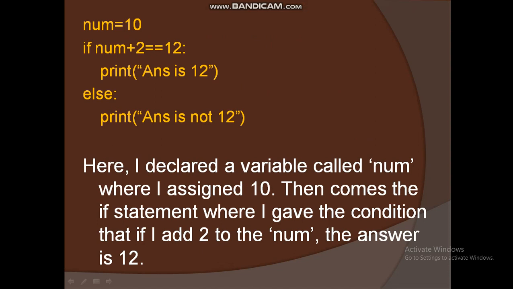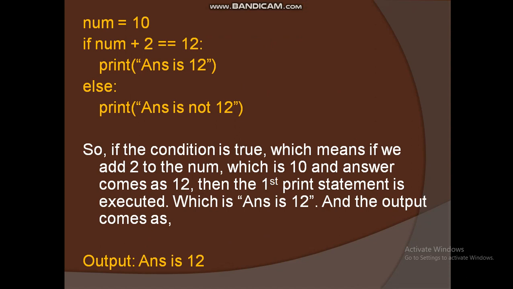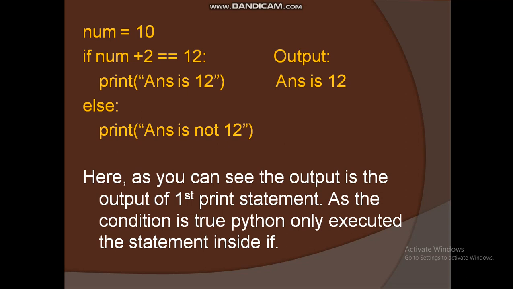Here, I declared a variable called num, to which I assigned 10. Then comes the if statement, where I gave the condition that if I add 2 to num, the answer is 12. So, if the condition is true, which means if we add 2 to num, which is 10, and the answer comes as 12, then the first print statement is executed, which is "ans is 12", and the output comes as "ans is 12". Here, as you can see, the output is the output of the first print statement. As the condition is true, Python only executed the statement inside if.